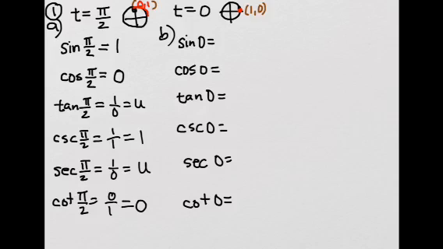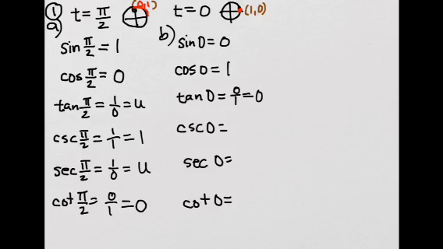Alright, so for part B, t is 0, so a point on the unit circle corresponds to 0, so it's right there. I've highlighted in a red color right here, so that's where 0 is. The corresponding points for 0 are 1, 0, so the coordinates right here are 1, 0. So sine of 0 is y, the y value, so in this case the y value is 0. Cosine of 0 is x, x is 1. Tangent of 0 is y over x, so it's 0 over 1, which is 0.